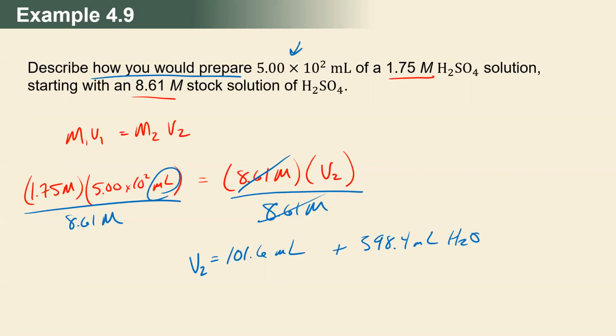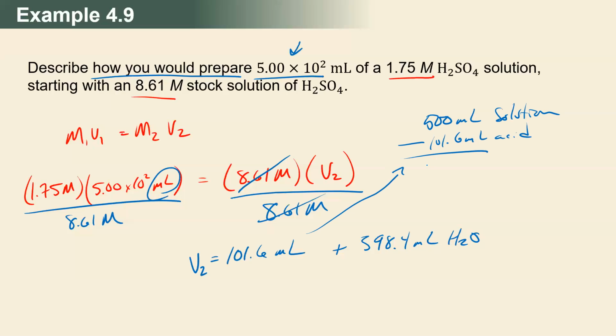Wait, where did you get that number from? Where did the 398.4 come from? Yeah, so it told us that we wanted to make 500 milliliters of our solution, minus, well, we said we had 101.6 milliliters of our acid. So that must mean we need 398.4 milliliters of water.